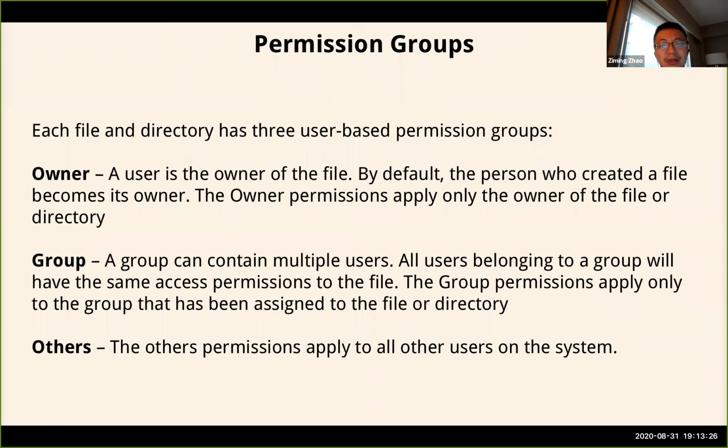The permissions are talking about read, write, and execute. The group permissions cover a group of users, so all users belonging to one group will have the same access permission to the file. The group permissions apply only to the group that has been assigned to the file or directory. Then there are others, which are not the owner or in the group.